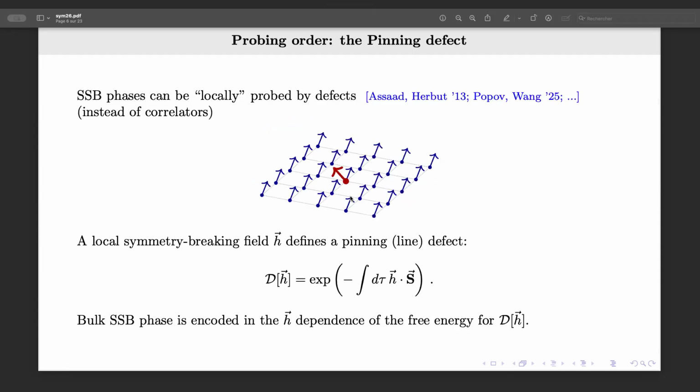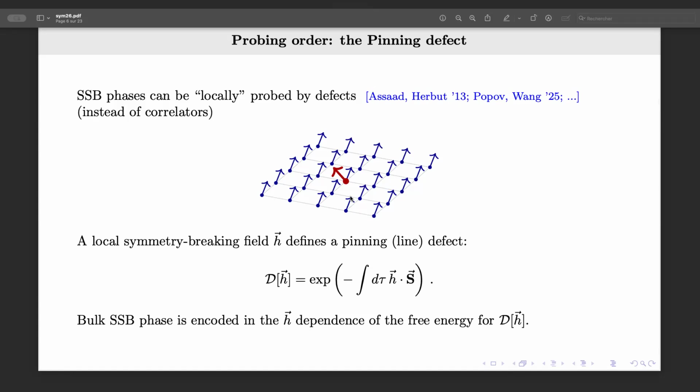Okay, so just to give you some motivation, you can think about how you would probe spontaneous symmetry breaking of an ordinary symmetry. For example, here we have a spin on the lattice. Usually you would compute correlation functions at different points and take some limit to detect the SSB phase. But you can also think of inserting a heavy probe at some point on the lattice, this heavy red line in my picture. And this defines, with some coupling called H here, a heavy defect in the lattice system. This is called the pinning field defect.